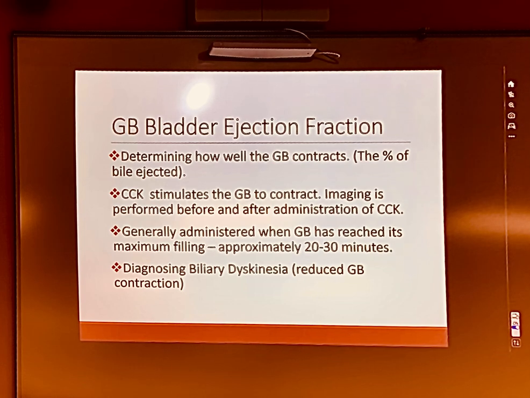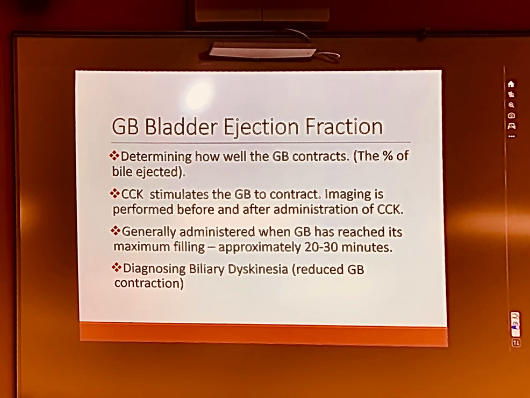If you're doing CCK statically, you're going to take an image before you give CCK, give the CCK, and take an image 30 minutes after you gave the CCK. It either has to be for time or for counts. However you take it originally has to be the way you take it post. Your pre-CCK image and your post-CCK image have to have the same acquisition parameters, or your math is going to be all wrong.